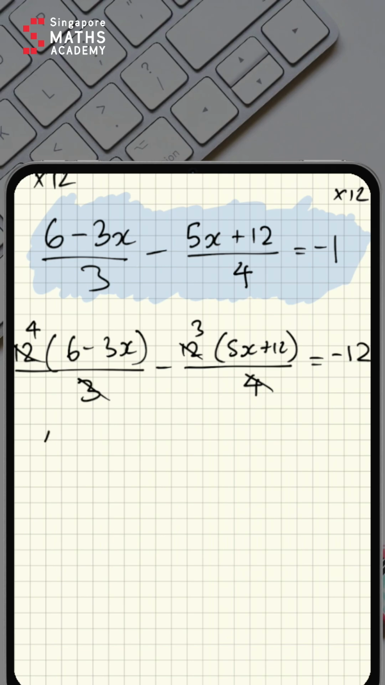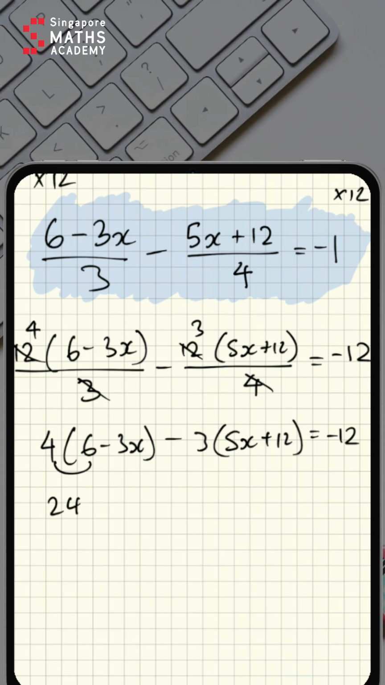And so it becomes a simple case of 4 brackets 6 take away 3x, take away 3 brackets 5x plus 12 equals negative 12. And so now we can start expanding and simplifying. 4 times 6 is going to be 24. 4 times negative 3x, I mean negative 12x. Negative 3 times 5x, negative 15x. And negative 3 times 12 is going to be negative 36, right? Negative times positive is going to be negative. And that's equal to negative 12.